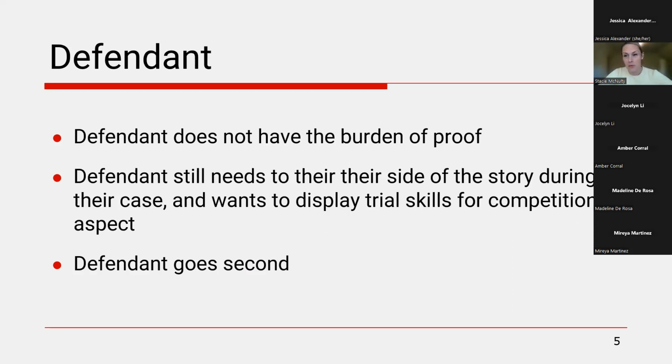Defendant does not have the burden of proof. If you watch lawyer TV shows, oftentimes the defendant doesn't have to prove anything. So in theory, a defendant's counsel could do a lot less during a trial, but a defendant still needs to tell their side of the story. And especially for this competition, you want to display all of your trial skills. Because the defendant doesn't have the burden of proof, they're always going to go second. They're going to follow the plaintiff in opening statements, present their witnesses second, their case in chief, and do their closing statements second.